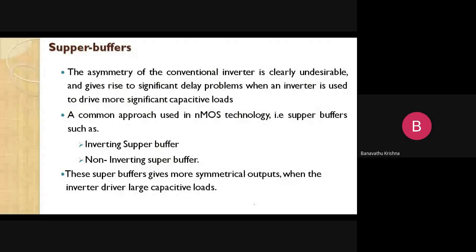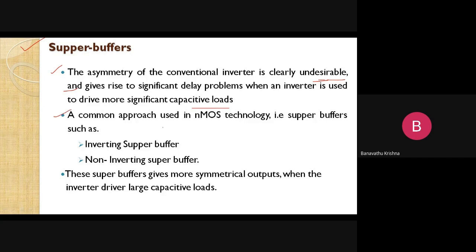So to overcome that asymmetrical output response, we go with another concept, that is super buffers. You know that a buffer simply transfers the response from the input side to the output side. So the asymmetric response of the conventional inverter is clearly undesirable. To resolve this problem, we go with super buffers. It gives rise to a significant delay problem when an inverter is used to drive large capacitive loads.